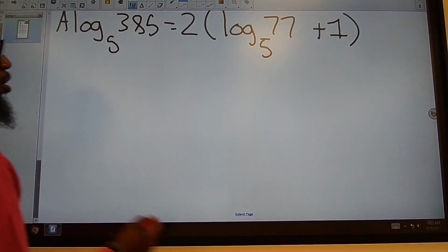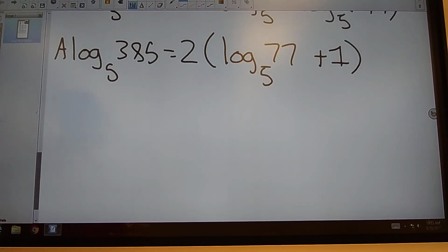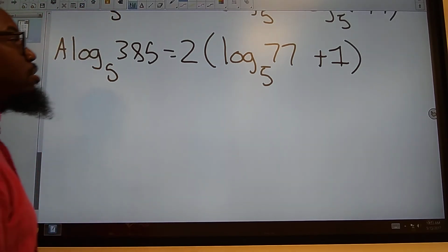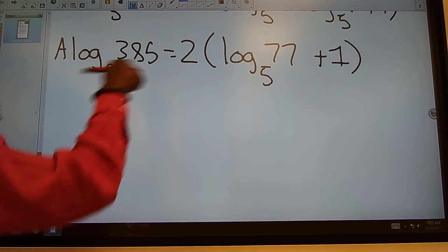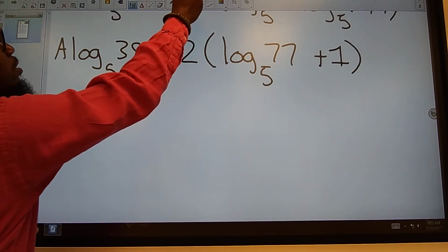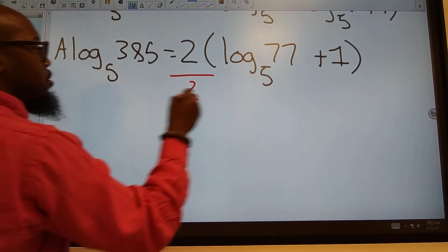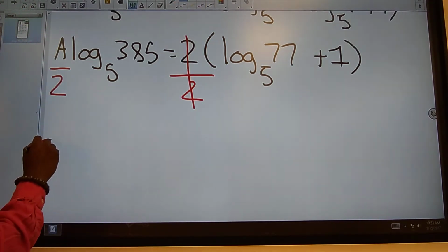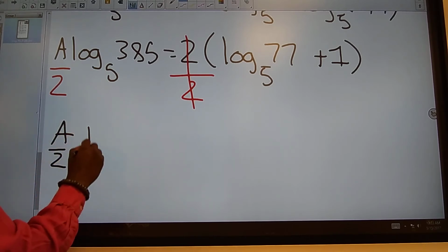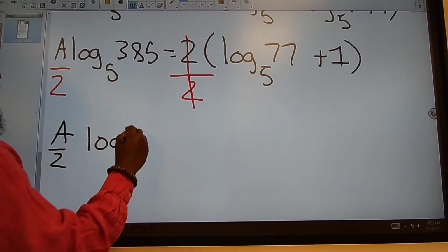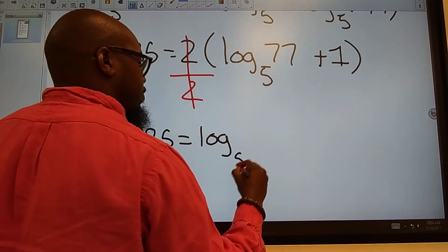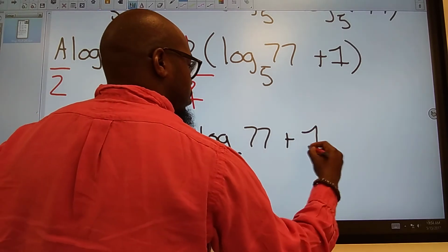All right. We're almost done. Okay. Hope you guys are following along pretty good. If you are confused, just pause it, go back, and then come back with it. All right. So now that we have that, I'm going to divide 2 on both sides. So I can get rid of the 2 over there. So that crosses out. So now I have a over 2 times log base 5 of 385 equals log base 5 of 77 plus 1.